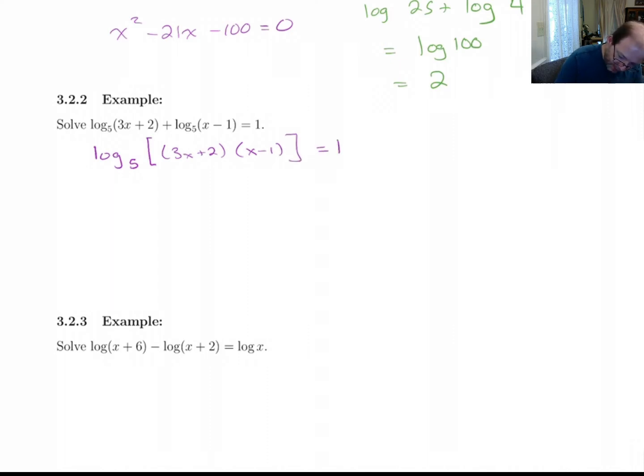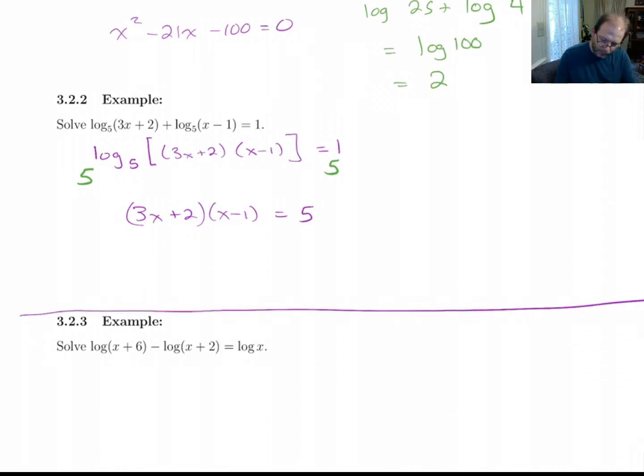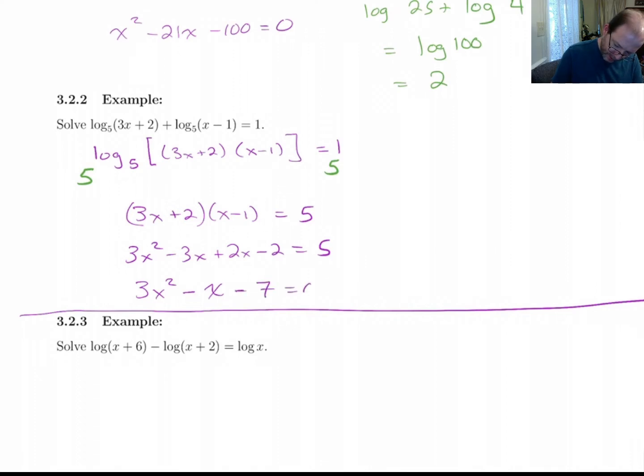All right, so I'll do 5 to this side equals 5 to that side. And so over here I've got (3x plus 2) times (x minus 1) equals 5. All right, if I distribute this out, let's see, 3x squared minus 3x plus 2x minus 2 equals 5. And so that's 3x squared minus x. And then I'll take 5 off of both sides, get minus 7 equals 0.